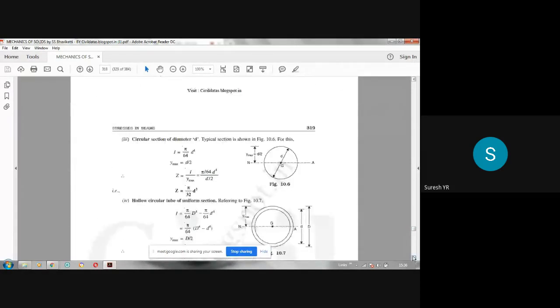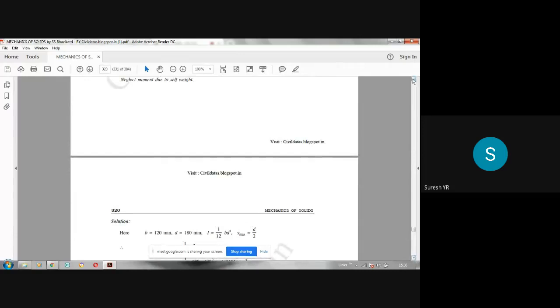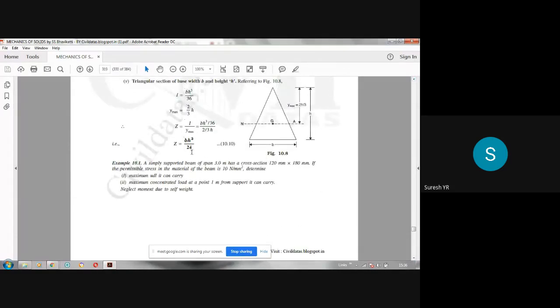The first problem is, read down the problem. A simply supported beam of span 3 meter has a cross section 120 mm by 180 mm. If the permissible stress in the material of the beam is 10 Newton per millimeter square, determine the maximum UDL it can carry, and the maximum concentrated load at a point 1 meter from support it can carry. Neglect the moment due to self-weight. So this is the problem.